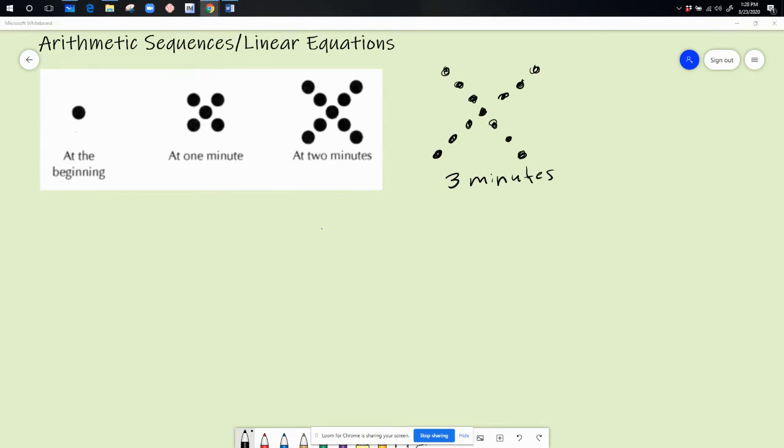All right, so now for the harder question. How many dots are there at 100 minutes? I want you to use whatever strategy you can think of, and you're going to have to explain in sentences how you got what you got. So think about what you can do to figure out how many there will be at 100 minutes.